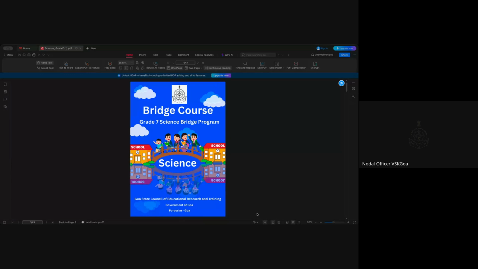So let us start having a discussion on a bridge course for grade 7 in the subject of science. We know that this bridge course serves as a bridging link between grade 6 and grade 7. Much of the activities are in coordination with what they have already learned in grade 6 and what they are going to learn in grade 7. Let us see one by one the different activities of this particular bridge course.